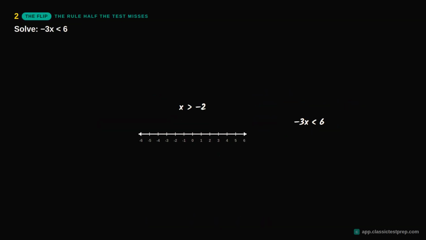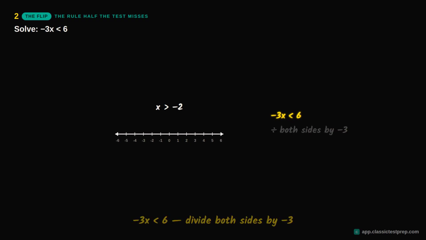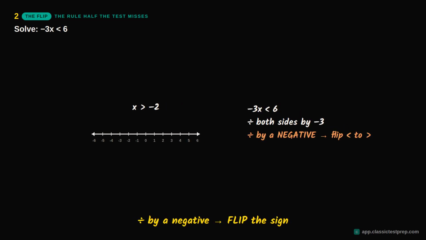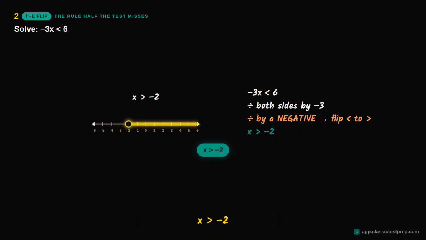But when you're multiplying or dividing, there is one trick that you need to watch out for. -3x < 6. Now, dividing both sides by -3, we have to flip the sign. So x is now greater than -2. We divided both sides by a negative number, so the sign flipped.